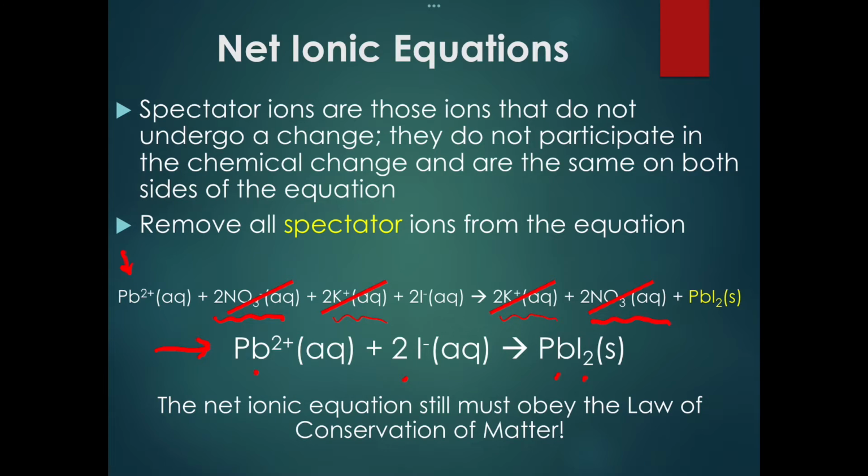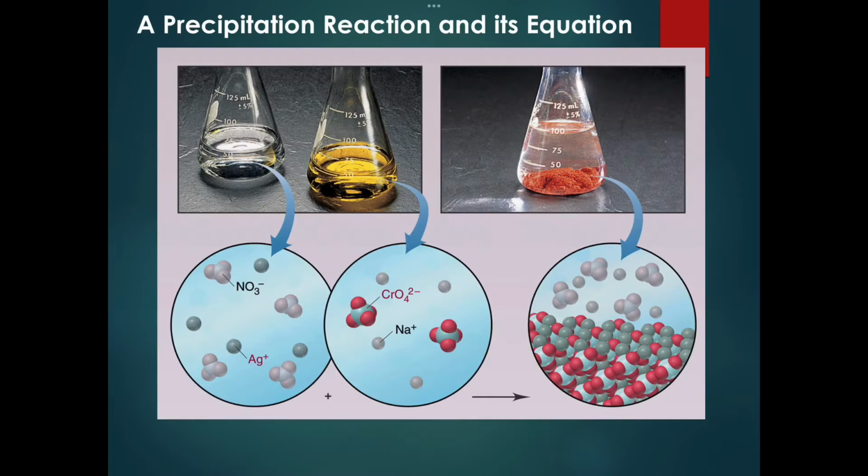All we've done in writing this net ionic equation is show the actual reaction that's happening in solution. We've canceled out all of those spectator ions that are just watching the reaction happen, and we've got the actual reaction that's leading to the formation of our solid, or to the formation of our gas, or to the formation of water. So here's another example.